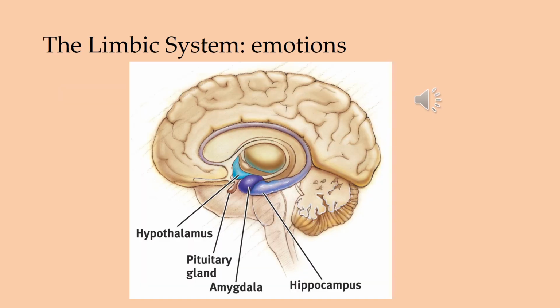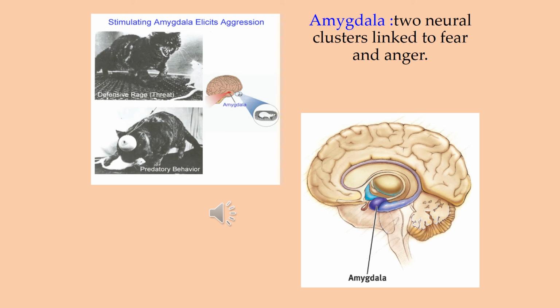The second region that we need to look at is the limbic system or midbrain. This is your emotional and memory center. The first part of the limbic system is the amygdala. The amygdala is linked to anger and fear. Again, with animal studies, they were able to uncover how this affected our behavior.